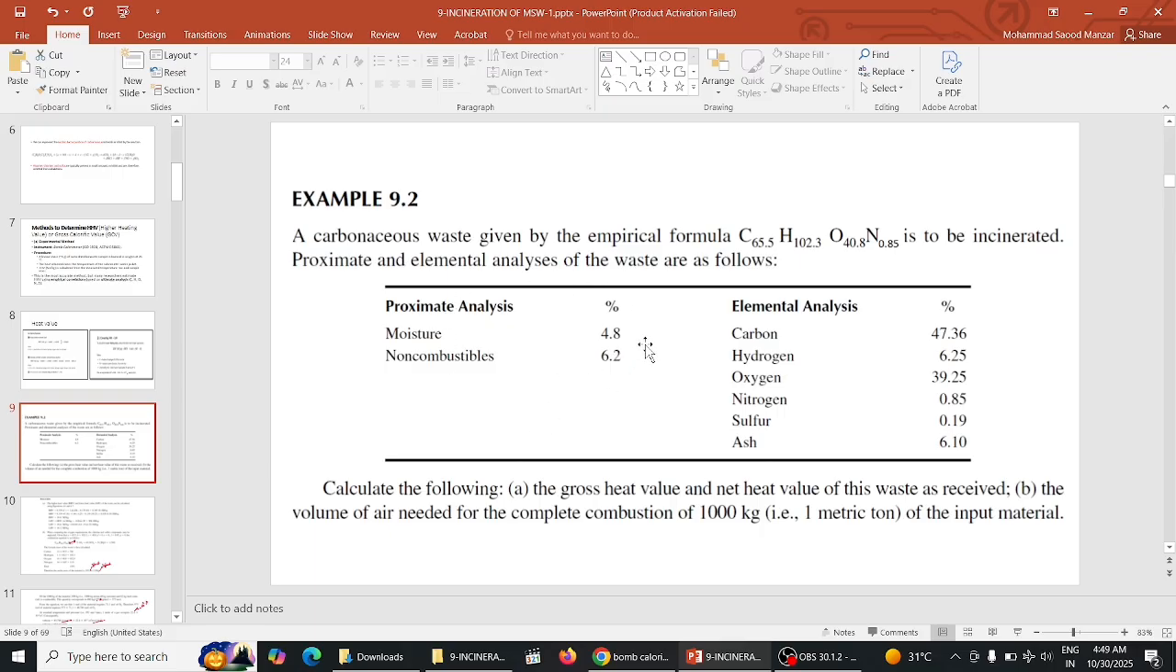So this is 11%, and the elemental analysis here is carbon this, hydrogen this, oxygen 39.25, nitrogen 0.85, sulfur 0.19. So we have to find out the gross heat value, which is the HHV, and the net heat value, which is the LHV, of this waste as received, and also the amount of air required for 1000 kg. This is 1 metric ton of the input material.